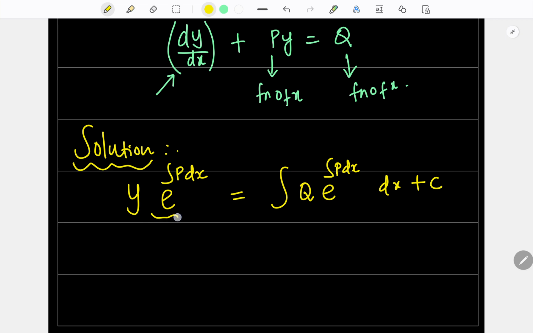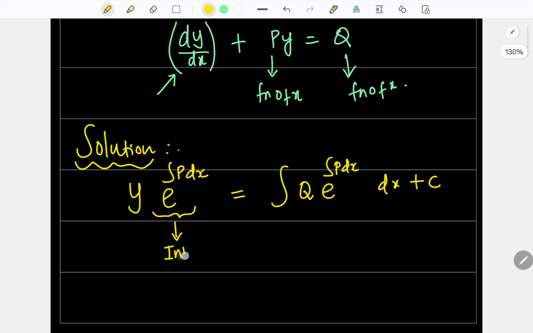Look here, there is e power integral p dx. In mathematics we call this the integrating factor, but you don't need to remember the English words, just remember it as a formula. So y times e power integral p dx, and the same thing is repeated here on the right side, with q inside the integral and a dx. So these two things are repeated. Here is y, here is q. So it's easy to remember, right? This is the solution.